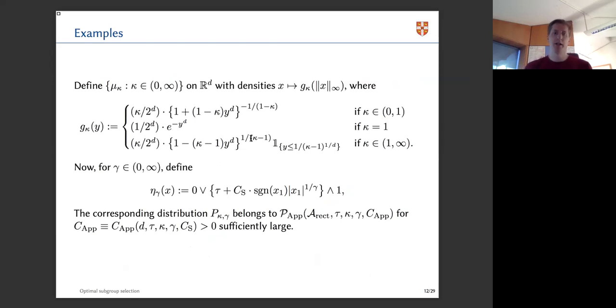I've got one more example, which perhaps I won't go through in detail, but this is just an example where if you give me a kappa and you give me a gamma, I can come up with a distribution that belongs to this family for that choice of kappa and that choice of gamma.